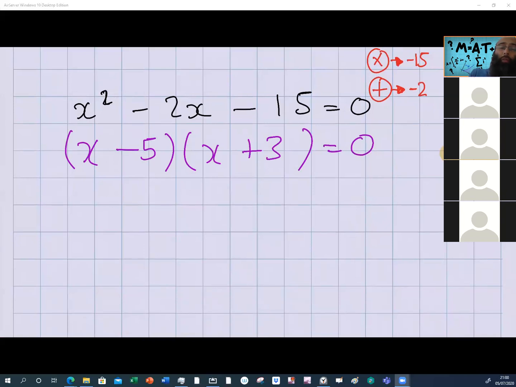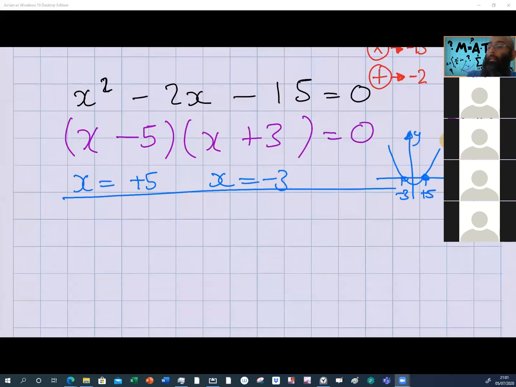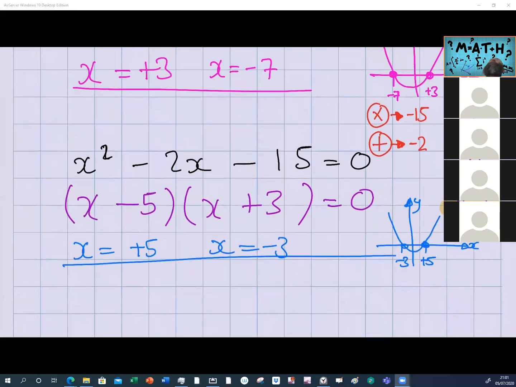So Salo, I need you to solve it for me now. x equals plus 5, and x equals minus 3. So those are the solutions. If I draw my super quick sketch, we have minus 3 and we have plus 5. Those are the roots of the equation. There's the x-axis, there's the y-axis. That's all done. That's fantastic.